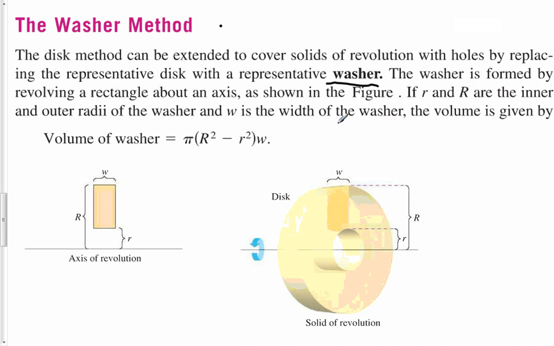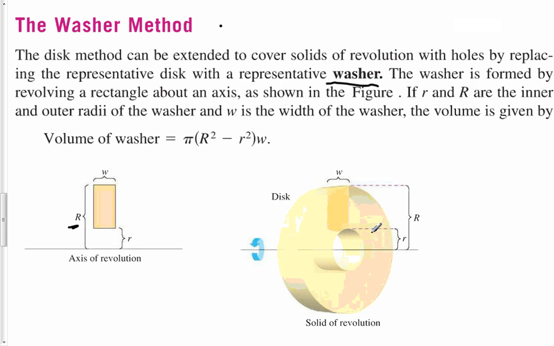The only difference is, instead of the region in the plane extending all the way to the axis of revolution, there is now going to be a gap between the plane region and the axis of revolution, and that gap is going to create a hole in the middle of our disk. That hole is going to have its own radius, and we're going to name that radius little r. So now we have big R, which is the radius of the disk, and little r, which is the radius of the hole that we take out of the disk to form the washer.